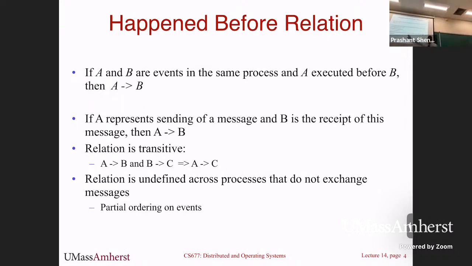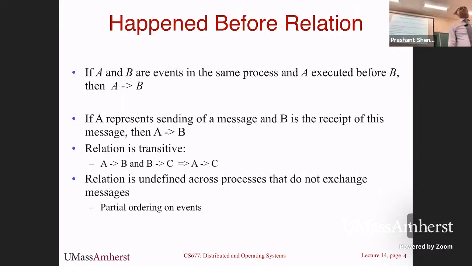And the last point is that the relationship is undefined across processes that don't exchange messages. If two processes don't exchange any messages, there's no ordering; you can't say. Furthermore, even if they exchange messages, there are some events that will not get ordered, and we looked at that. After the send and before the receive, you can't order those events unless there are additional messages. So it's a partial ordering of events, this happened-before relationship.